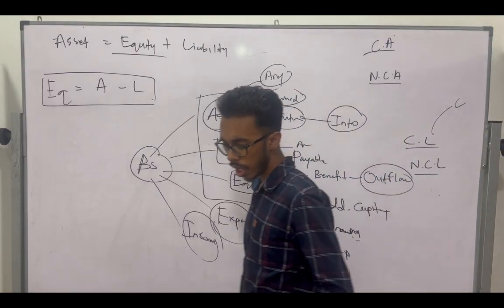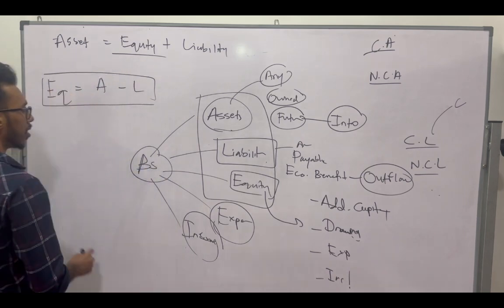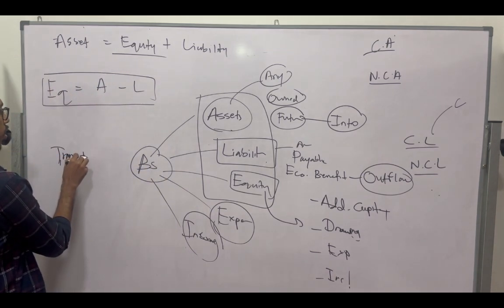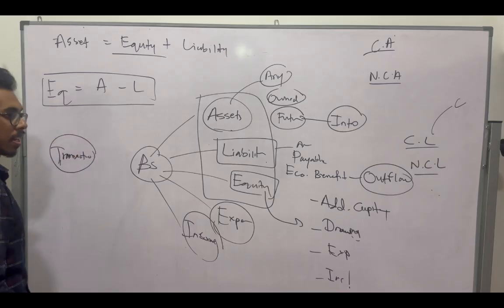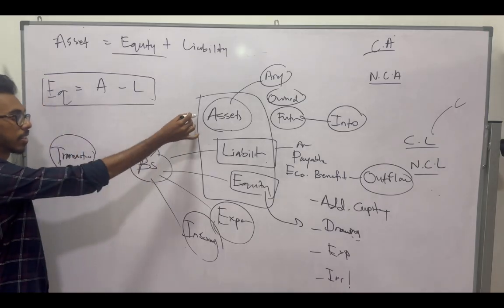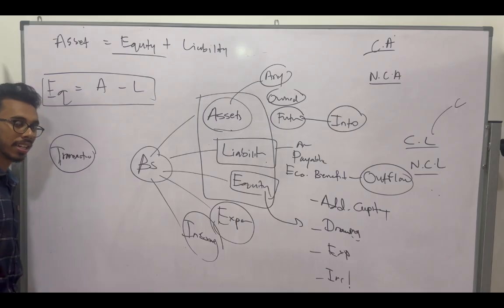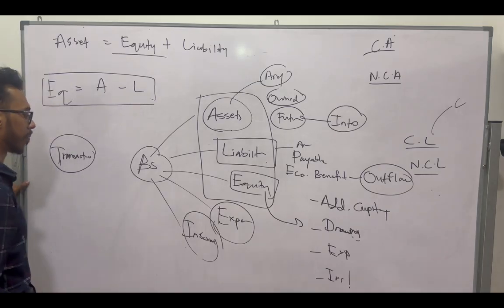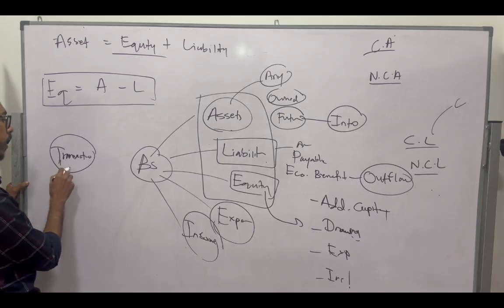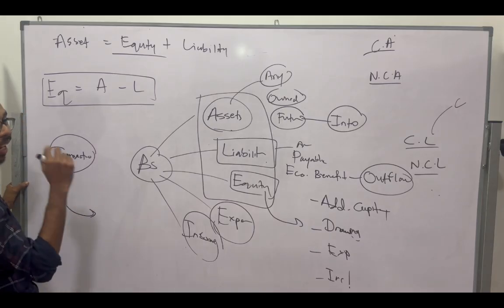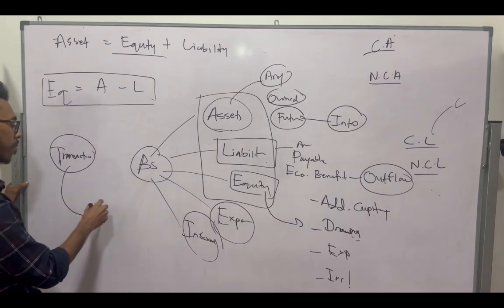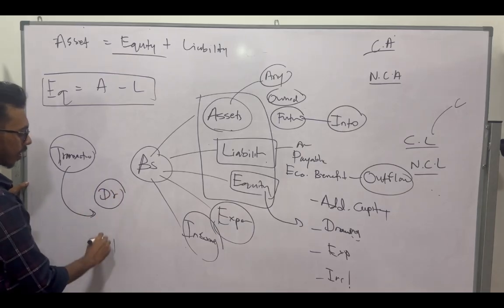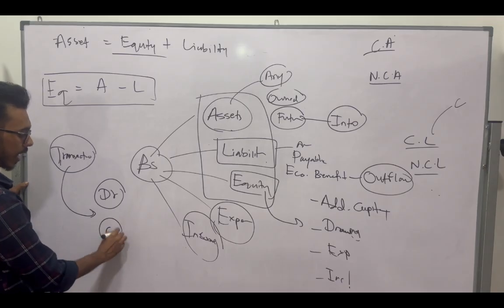Right. Now, when transactions happen in a business, these assets, liabilities, equity, income, and expenses try to change. Transactions may change them. So these changes will be shown in two impacts, right? There will be two impacts when these changes happen: a debit impact and a credit impact.